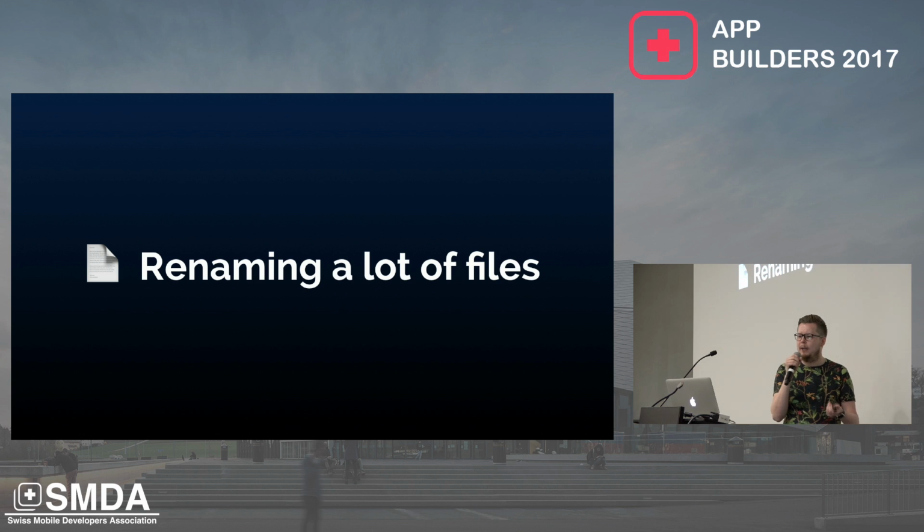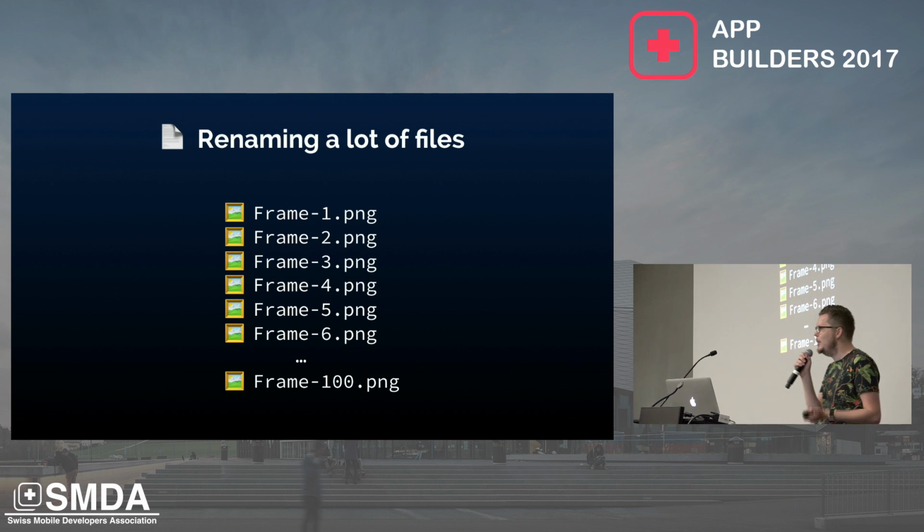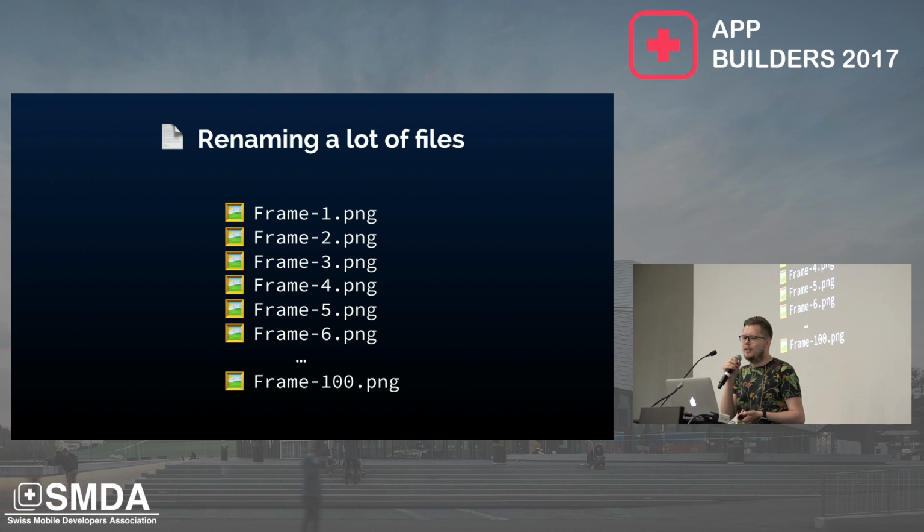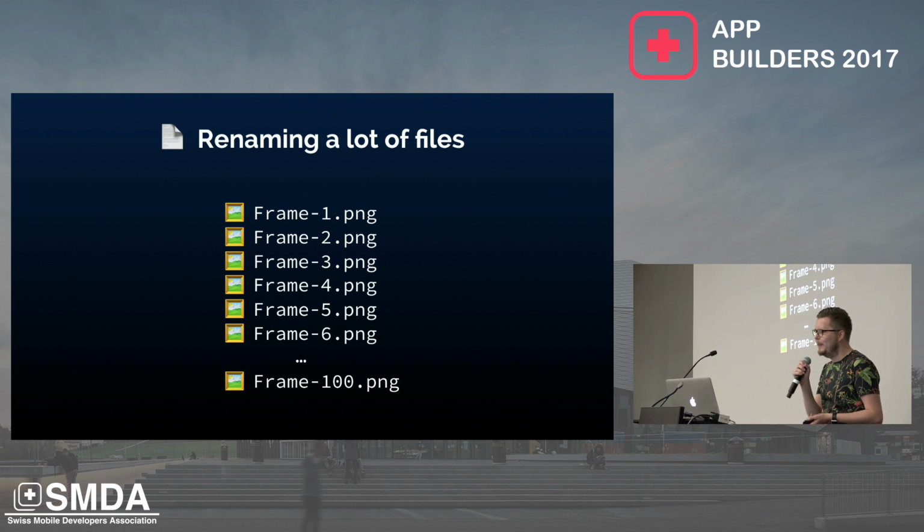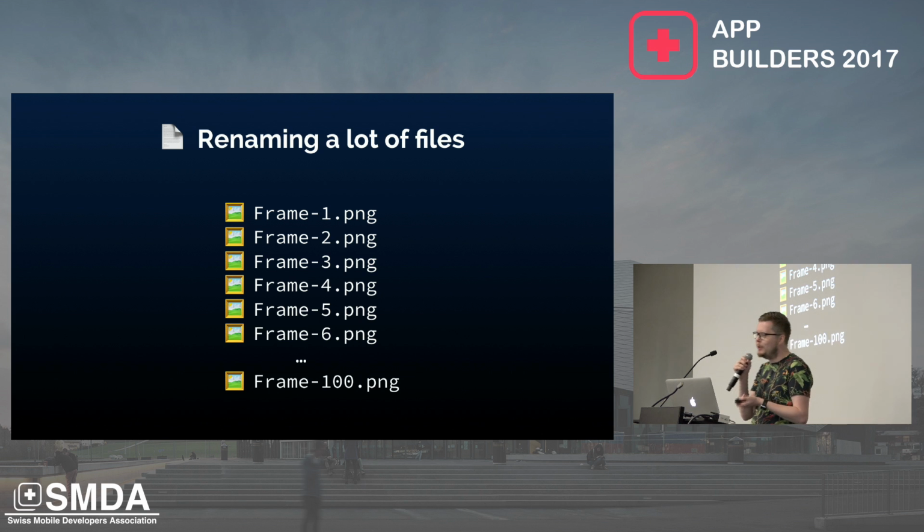For example, we might get from our designer a series of PNG images that we're going to use in an animation, but those PNG images have some form of naming convention that we don't really agree with. In this case, you might spot what I'm going after, which is that this sequence of images here, which starts from 1 and goes all the way to 100, is really a bit annoying for us as developers.